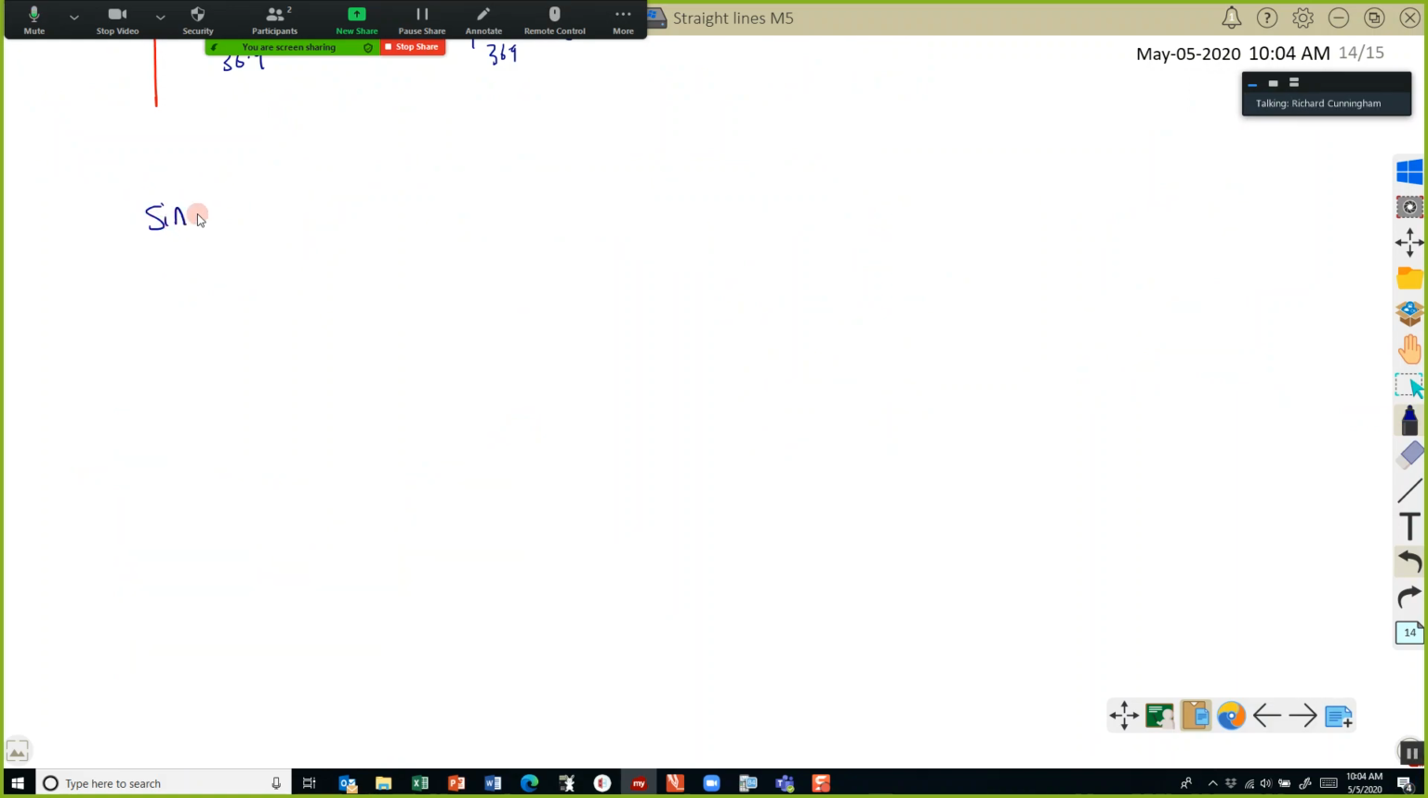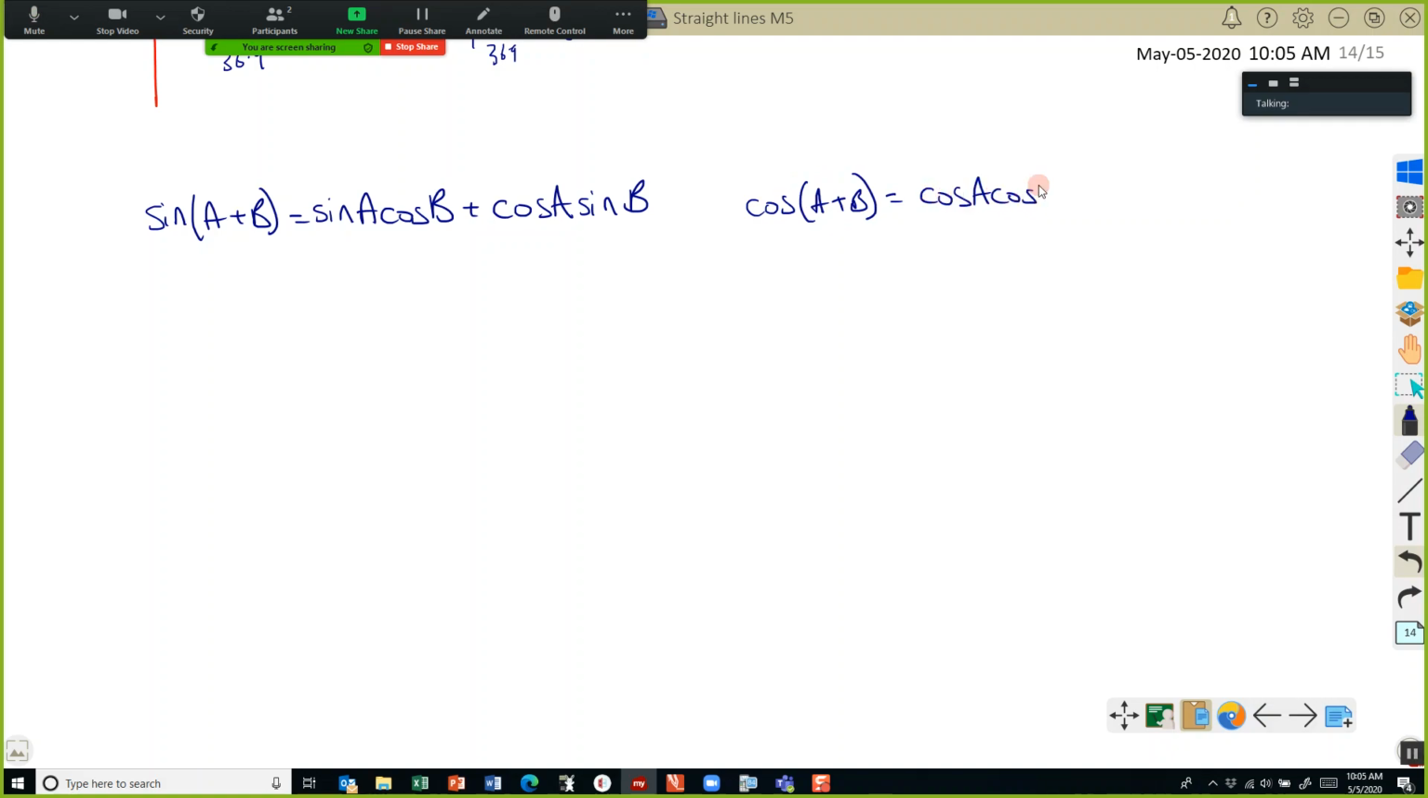Let me just write a couple of these out. So the first thing that we'd shown in class, plus cos sine b. And then you'd shown that's minus sine b.